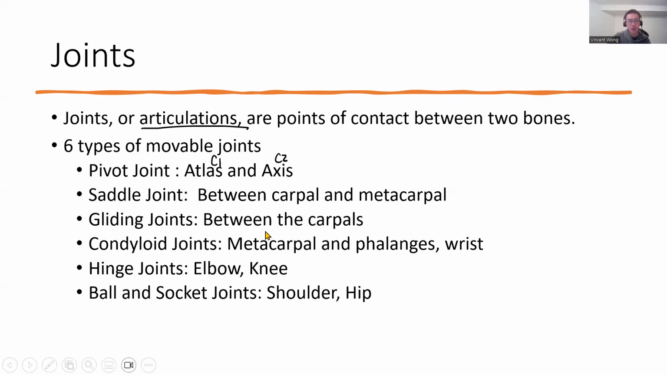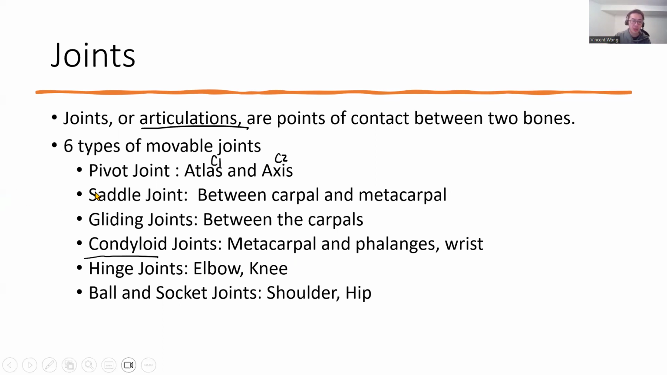Then we have gliding joints that exist between the carpals. Okay, I'll show you a picture of what they look like. Condyle joints exist also in the metacarpals and the phalanges. So there are a lot of different types of joints in the hand. But you might remember seeing this word before, right? The occipital bone, the bone at the back of your skull, beside the foramen magnum, there are 2 condyle joints that form an articulation with C1, and that allows you to nod the head.